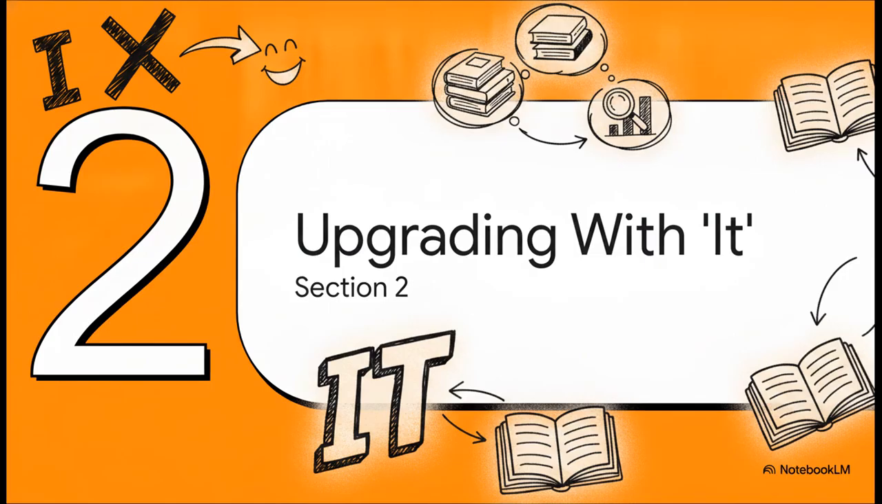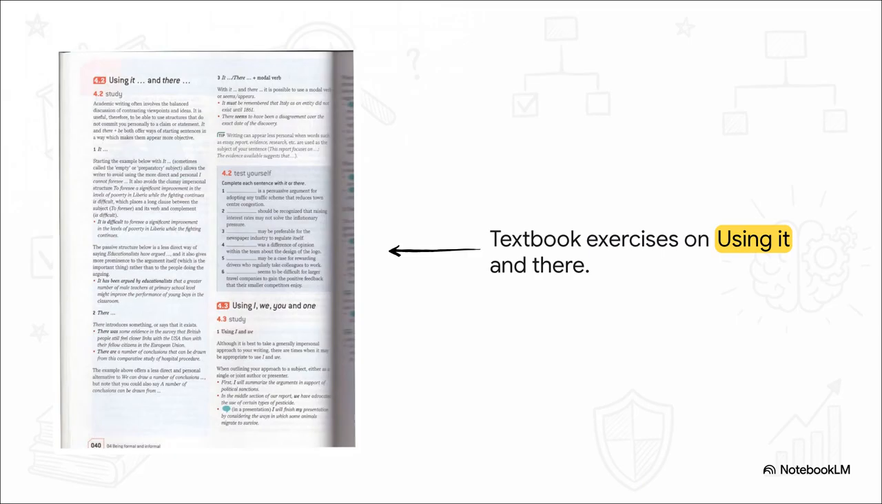Let's get into Section 2, upgrading with "it" structures. If we shouldn't use "I," what's the antidote? Well, mastering "it" and "there" structures is quite literally a formalized, essential skill for higher education. You can see it right here in these textbook exercises. These structures are explicitly taught because they shift the prominence away from you, the author.